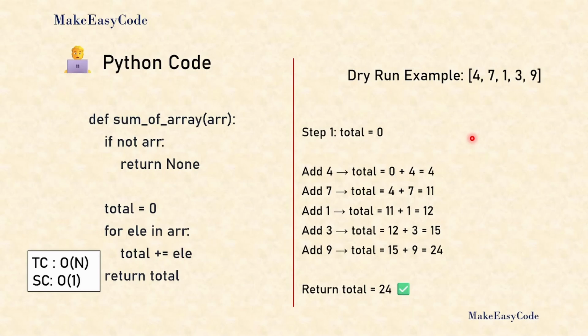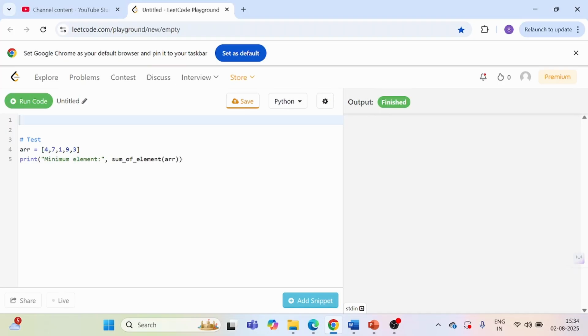Okay, so I hope you understand this code plus the dry run. And one more time, we'll check this code in LeetCode, and we'll check whether we're getting the expected output or not. So let's go into LeetCode. Here I'll write the code again. So let's start. First, we'll define the sum of element.